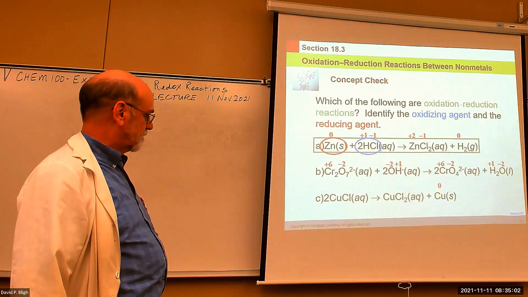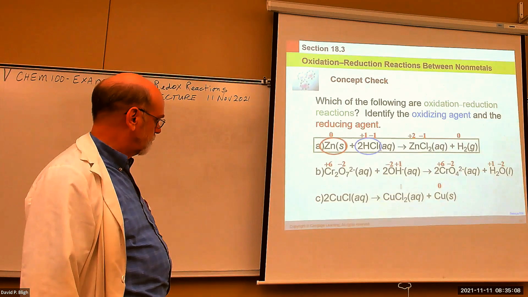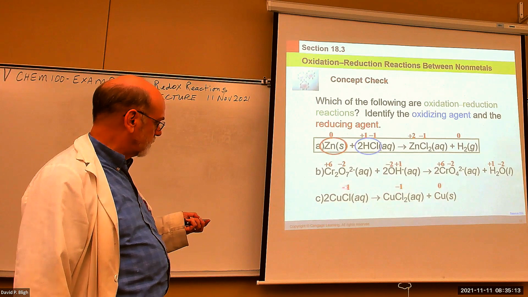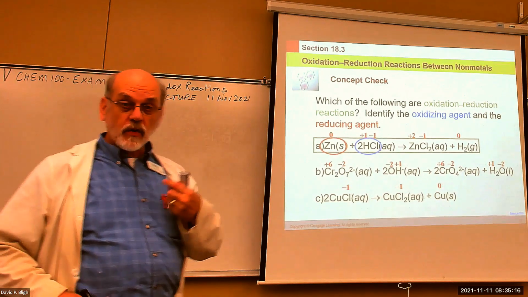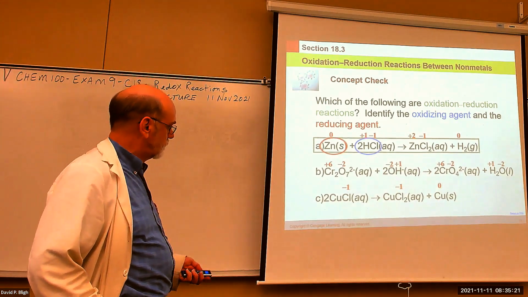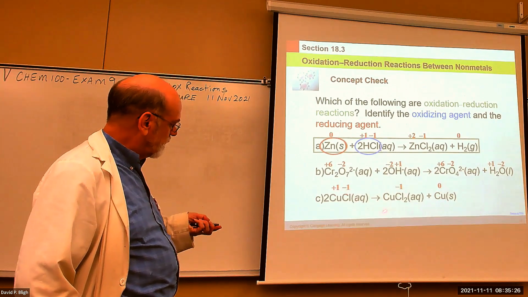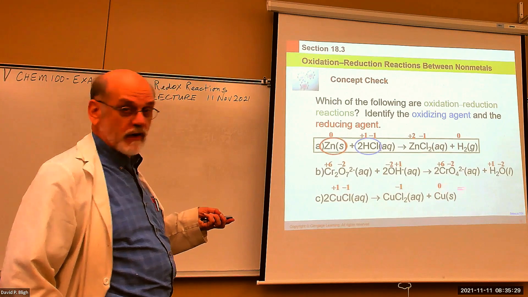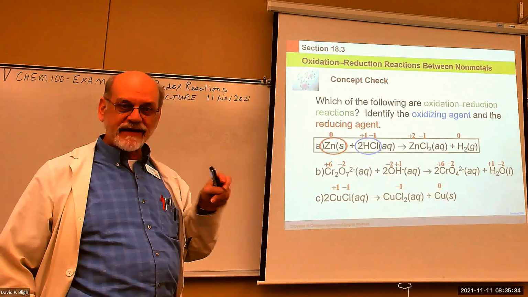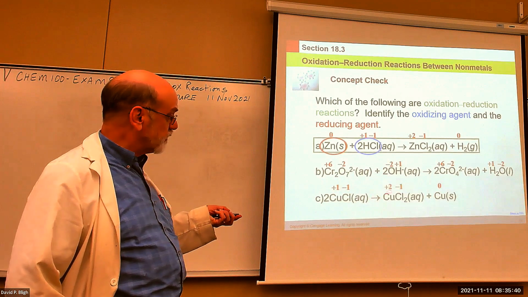How about the next one? Okay, the element copper is 0. This chlorine is a -1. This chlorine is a -1. Right? So chlorine was neither reduced nor oxidized. This copper is +1. This copper is 0. So copper could have been what? Reduced. We added an electron to it. It gained an electron. But what about that copper that is +2?